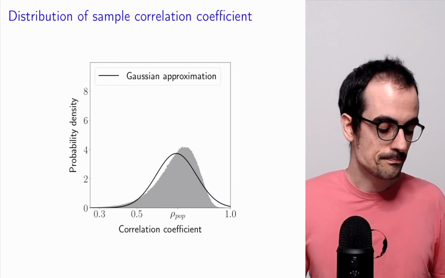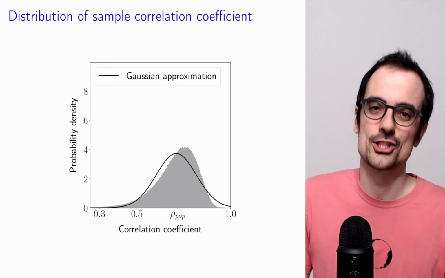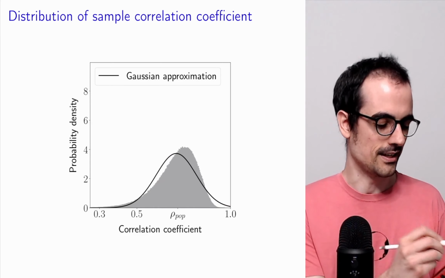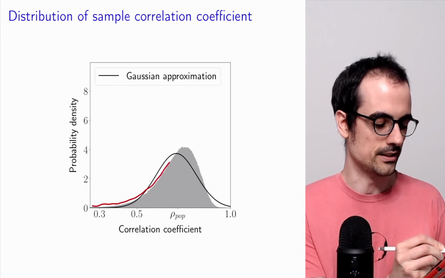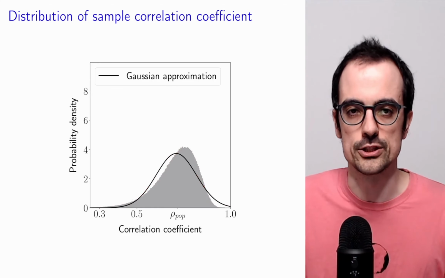Well, what's going on is that this estimator is not Gaussian, like the Gaussian approximation is not that great, as you can see here. The distribution is actually pretty skewed. And this is known to happen for the correlation coefficient.